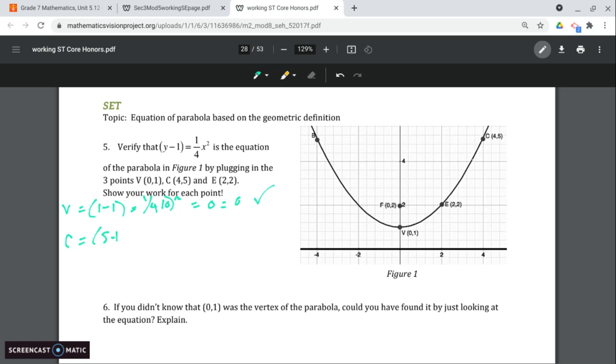For C, we'll have 5 minus 1 equals 1/4 times 4 squared, which is 4, equals 1/4 times 16. 1/4 times 16 is 4, equals 4. So yes. And last but not least, E, we have 2 minus 1 equals 1/4 times 2 squared. So 1 equals 1/4 times 4. 1/4 times 4 is 1. So 1 equals 1. So they do all work.